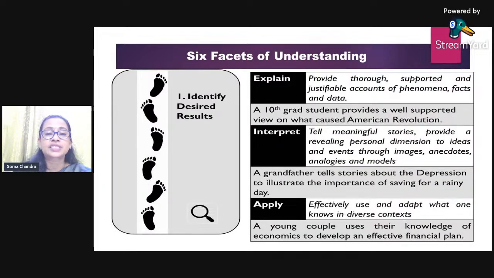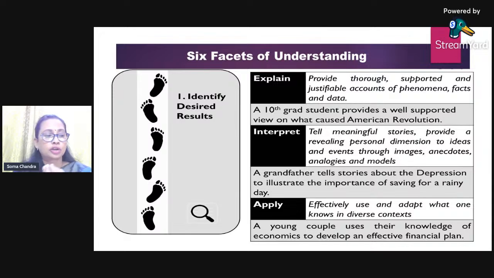So, let's take up six important facets of understanding. Number one is to explain. Explain through supported and justifiable accounts of phenomena, of facts and data. Say a 10th grade student provides a well supported view on what caused the American Revolution. Okay, so we have to explain a concept, connect it with real life, and explain it to them really well. Interpret. The next important point is interpret.